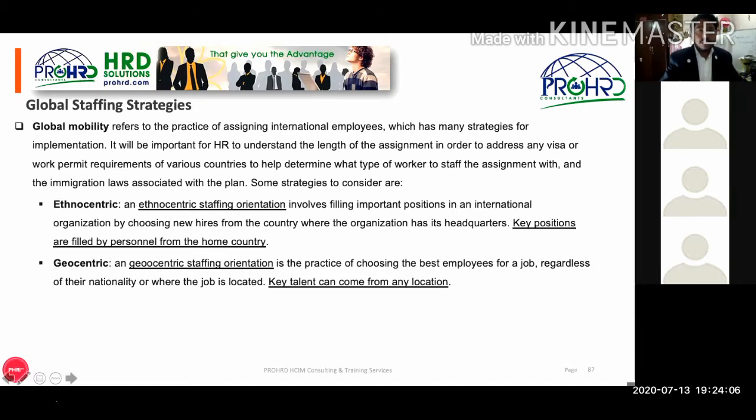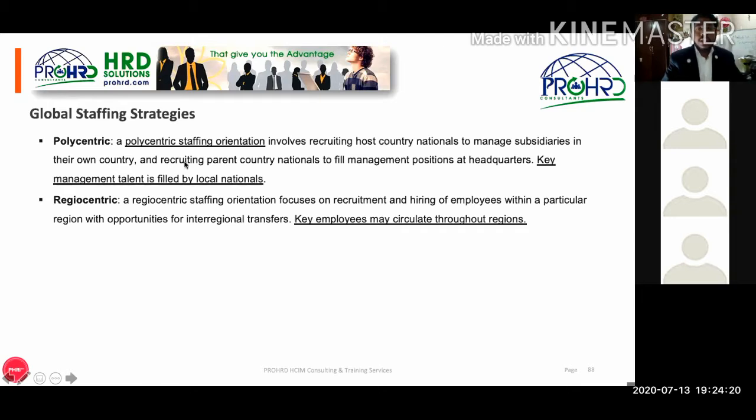Next, we'll move to the next one. Polycentric. What is polycentric? A polycentric staffing orientation involves recruiting the host country nationals to manage the subsidiary in their own country, and recruiting parent country nationals to fill management positions at the headquarters. Key management talent is filled by local nationals. This is called polycentric.